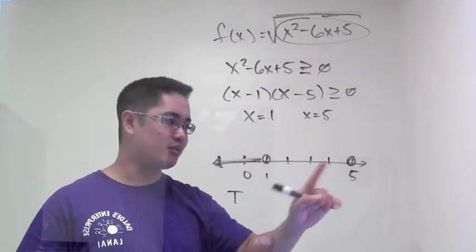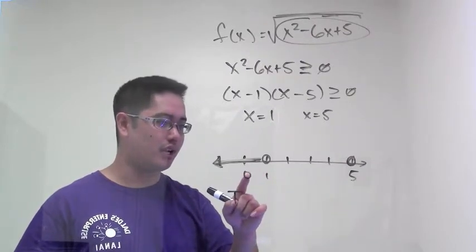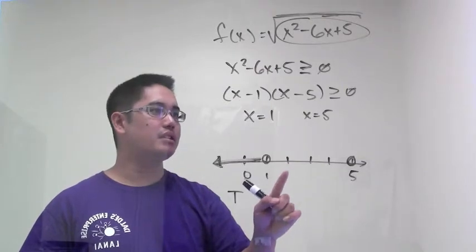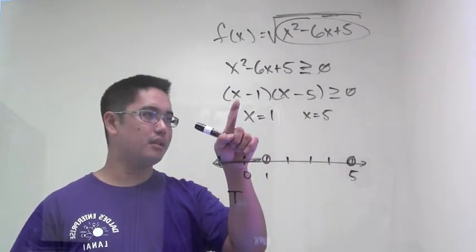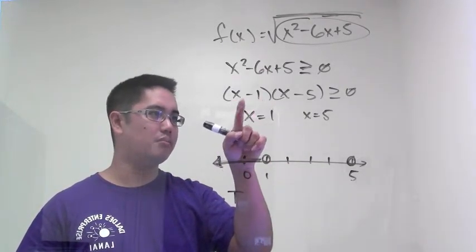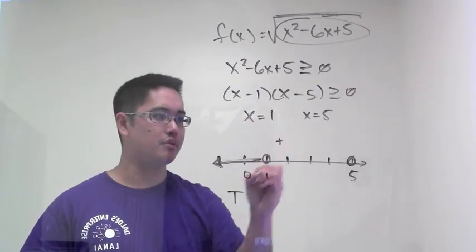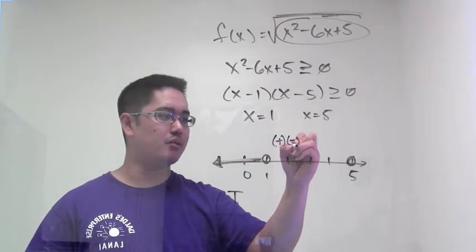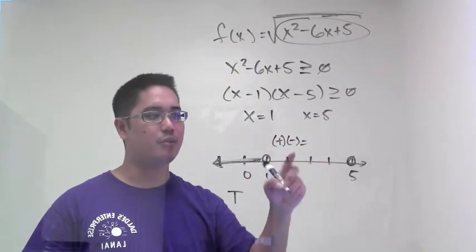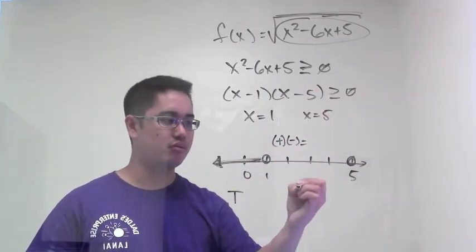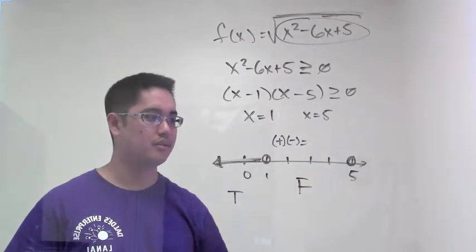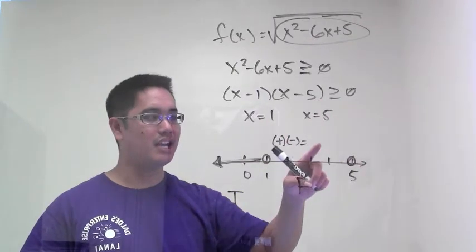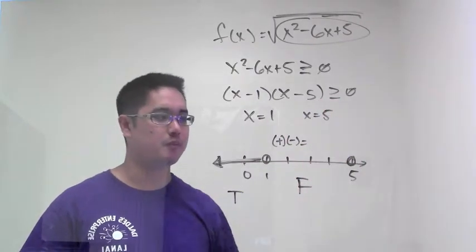Let's test the numbers in here. And I told you that I like to choose easy numbers. Let's just choose the number 2. If I plug in 2 into here, 2 minus 1 will give me a positive number, and 2 minus 5 will give me a negative number. A positive times a negative will be a negative number, which is not true. So it would be false, because a negative number is not bigger than or equal to 0.